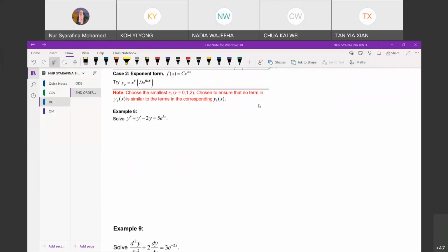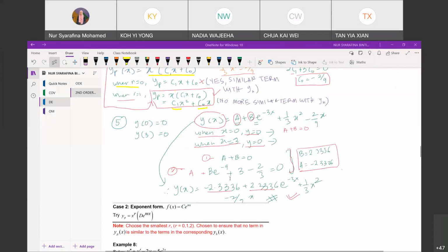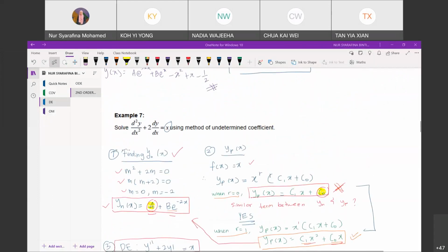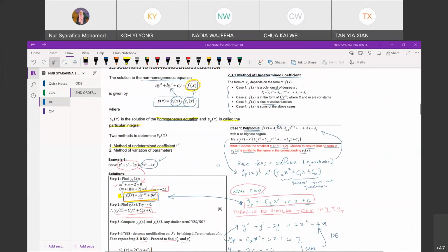Undetermined coefficients, right? This is where the function on your right-hand side is a polynomial. It can be linear, constant, or quadratic. As long as it is a polynomial, then for your f(x), your yp is x to the power of r times (Cn x^n + Cn-1 x^(n-1) + ... + C0), where n is the highest degree of your function.